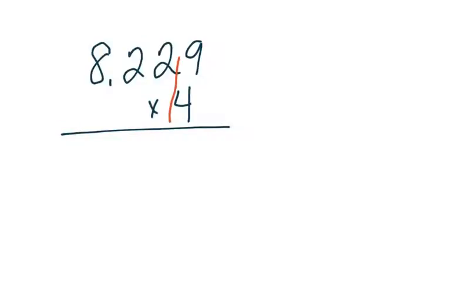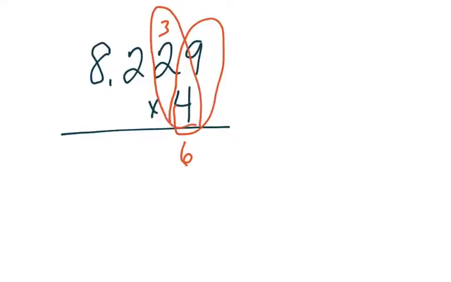So, y'all are familiar with this. 9 times 4 is 36. Regroup. 2 times 4 is 8 plus 3 is 11. Then you regroup again. 4 times 2, which is 8, plus another 1 is 9.